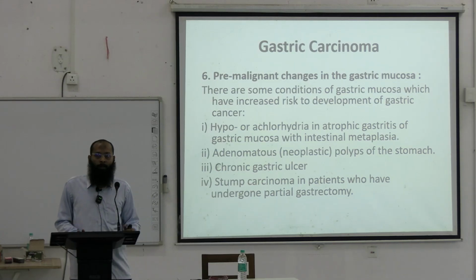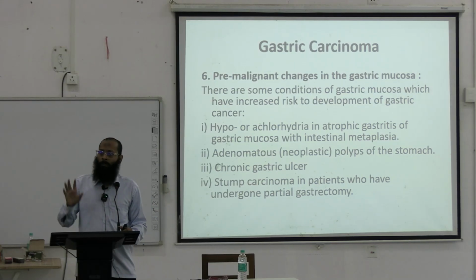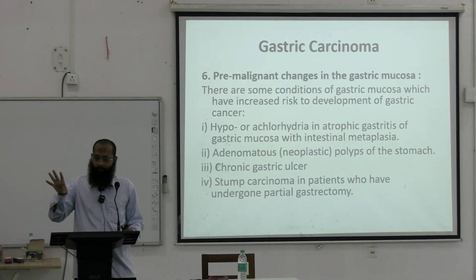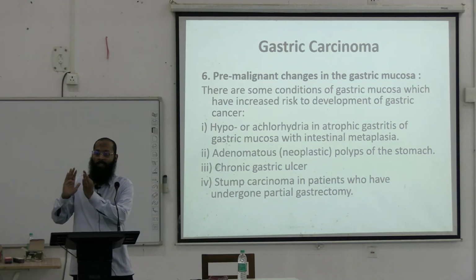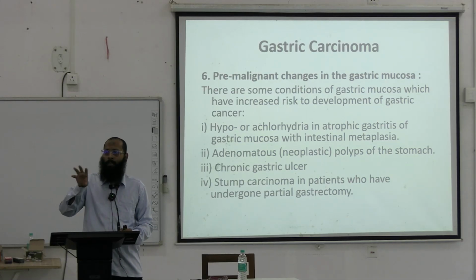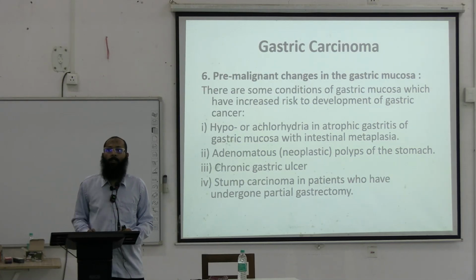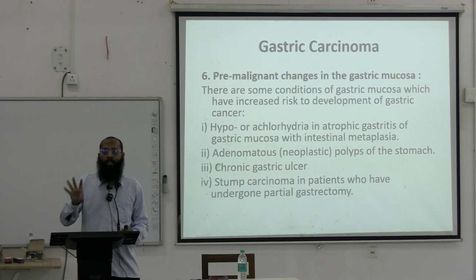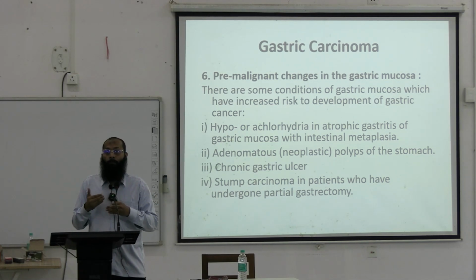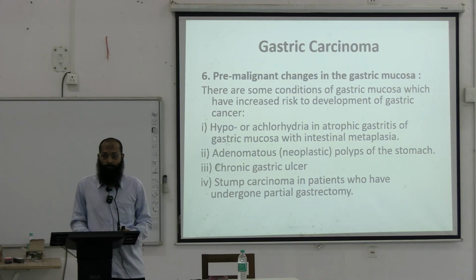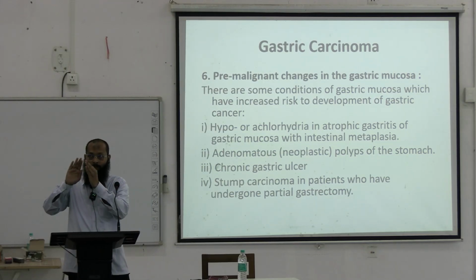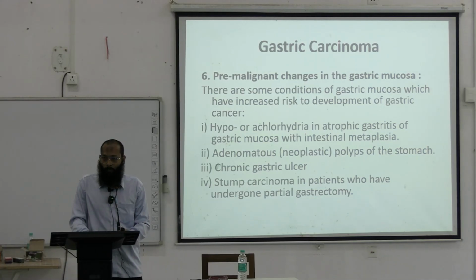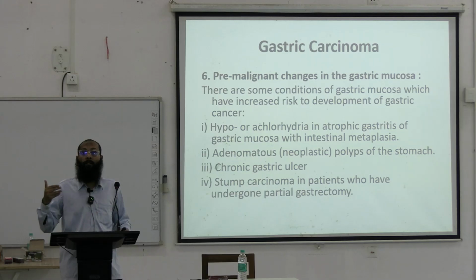Actually, if a person undergoes partial gastrectomy, partially the stomach has been removed, and some part of the stomach has been kept. That is called the stump. And in that part, the development of gastric cancer is more common as compared to the whole stomach. That is called stump carcinoma, meaning development of carcinoma in the stump.